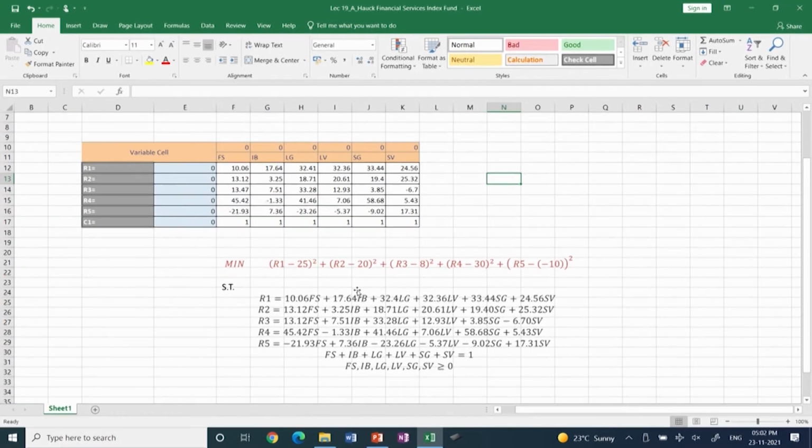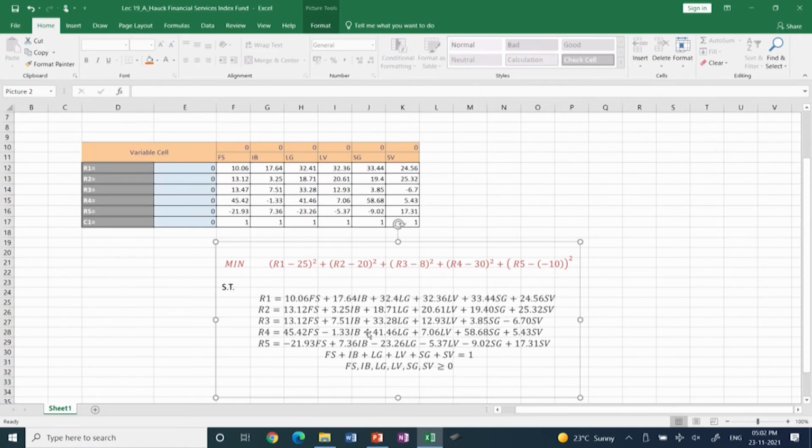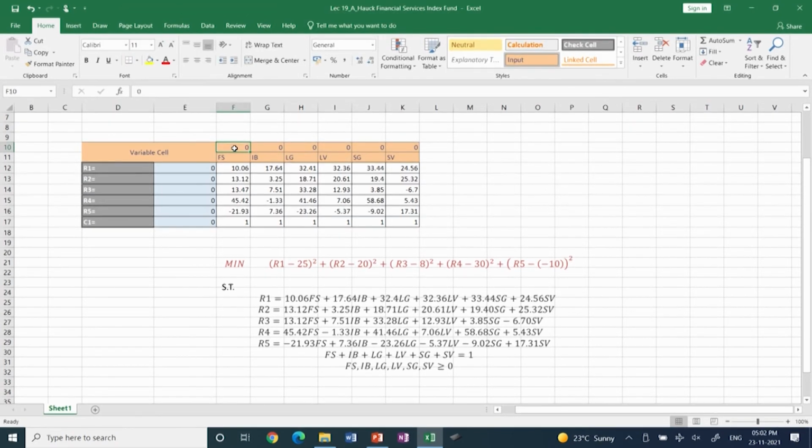So, I have brought the screenshot of my formulation of this problem. Minimize (R1 minus 25) whole square plus (R2 minus 20) whole square, and there are constraints. Now, I am going to explain how I have formulated it. You see these cells F10 to K10 are the decision variables where we are going to get the answer.